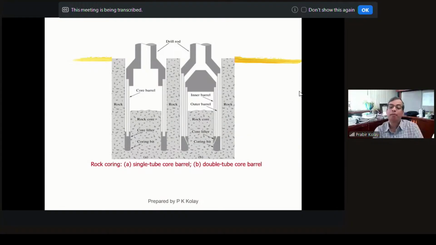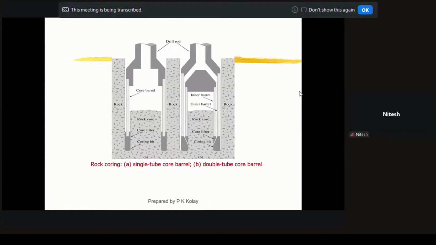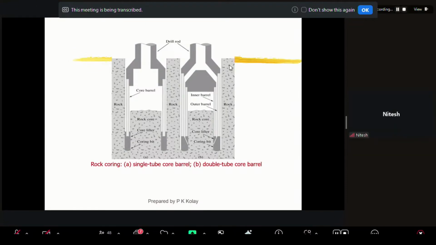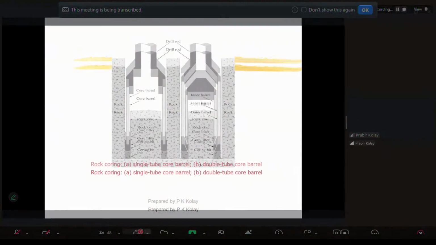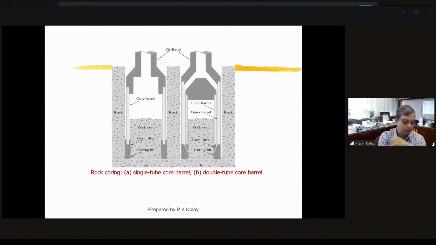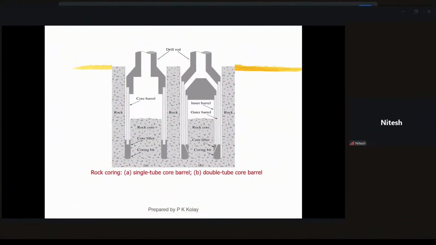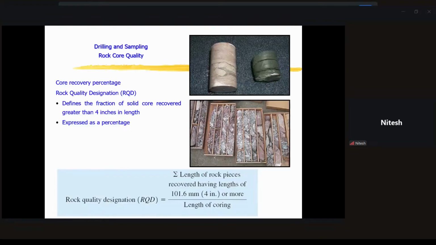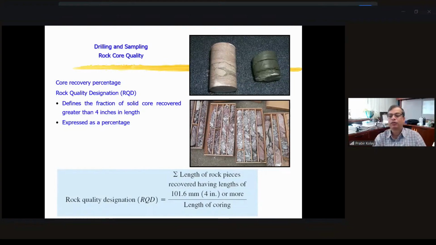Here, the rock coring sample, again, there should be the cutting bit and the coring bit, and also how to collect it. There should be the single tube core barrel and the double core barrel. And then when you collect the sample using the drilling or sampling of the core, you need to know how much is the recovery.